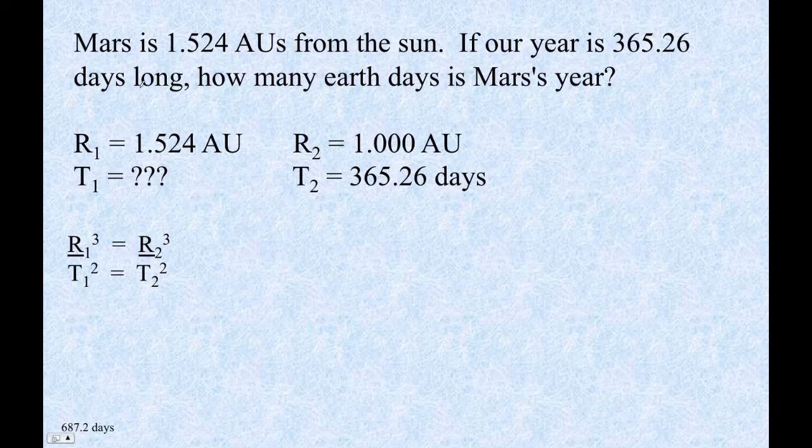Okay, so Mars is 1.524 astronomical units from the sun, right? What does that mean? Well, that means that it is 1.524 times as far as we are from the sun.